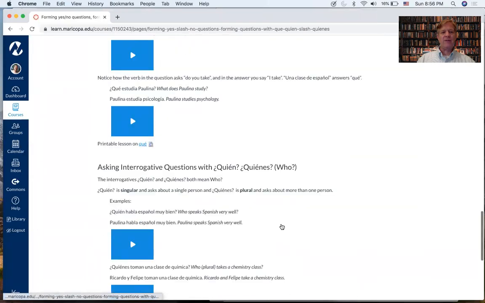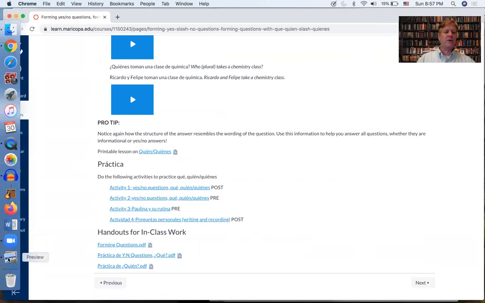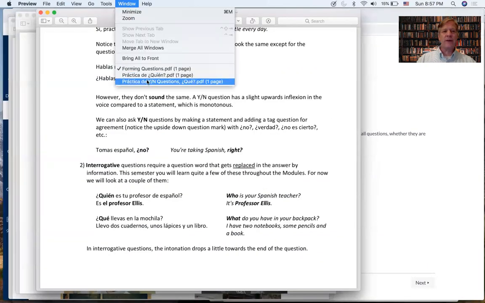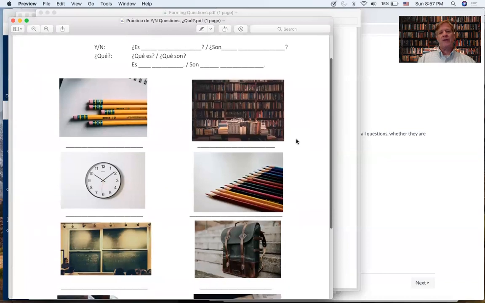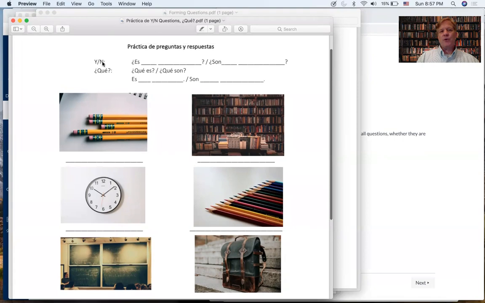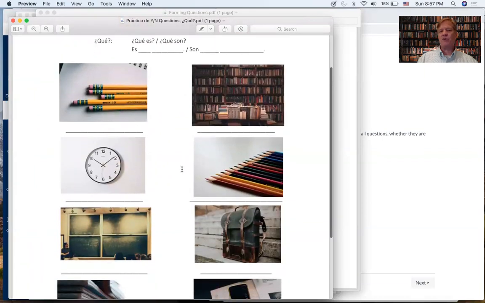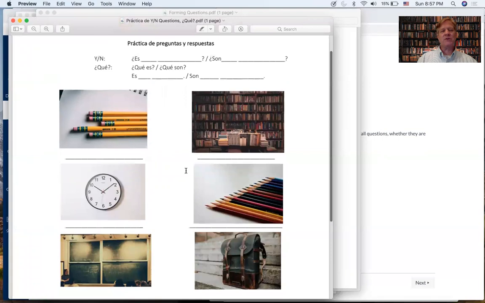So I'm back here on our Canvas page. We just looked at the first handout. I'm going to go ahead and open these other 2 handouts, one with qué and one with quién. Let me go back to this one. Okay. So here we have some pictures. You can see I've chosen this bookstore as my background today. So we want to practice both yes/no questions and interrogative questions with these pictures. I've selected some pictures that have typical student and classroom items.